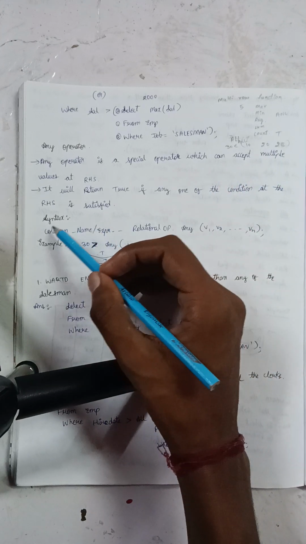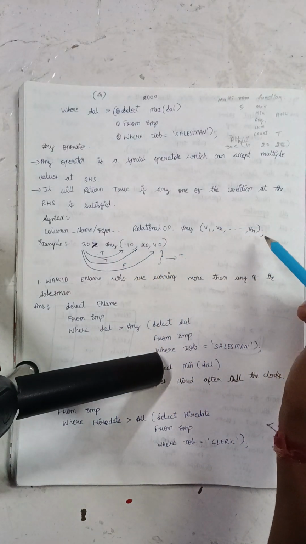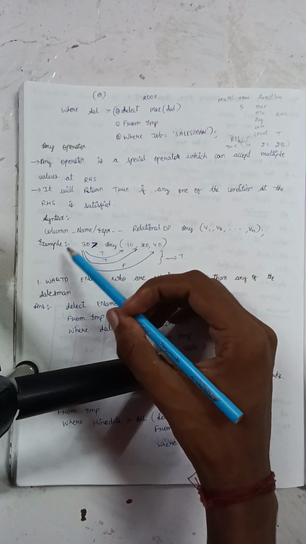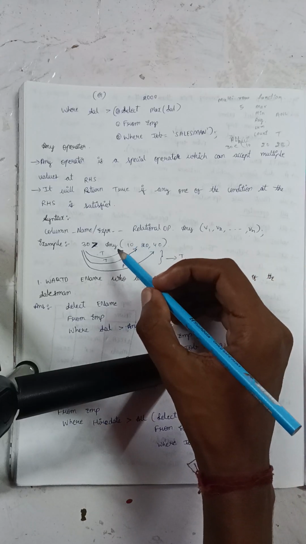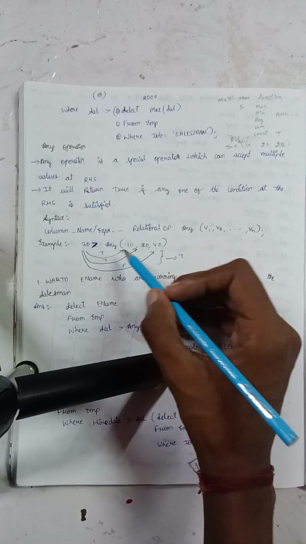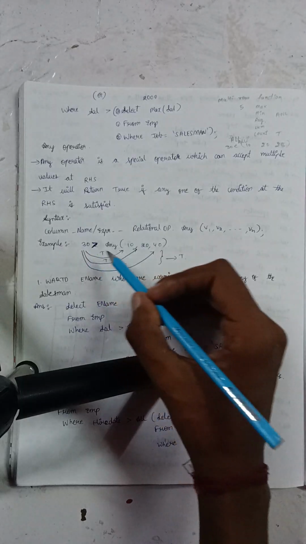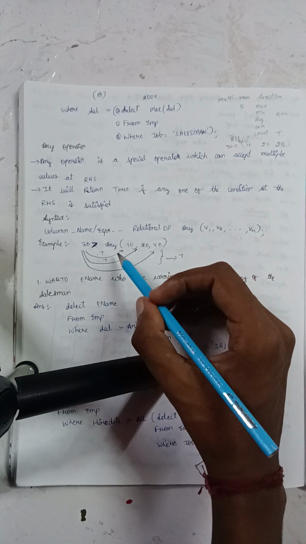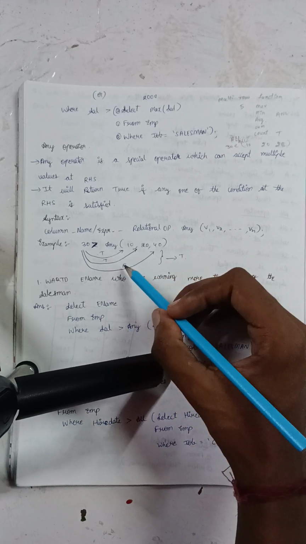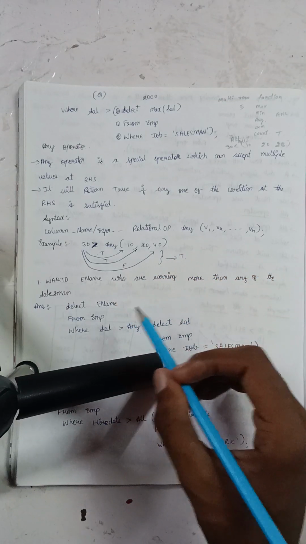The syntax for it is: column name or expression, relational operator, any of v1, v2, and so on, vn, semicolon. Here we will discuss an example. Example: 30 greater than any of 10, 20, 40. It will be checked: 30 greater than 10, condition gets true. 30 greater than 20, condition gets true. 30 greater than 40, the condition gets false. But here we are getting true for some, so the result is true. We will discuss with some example.